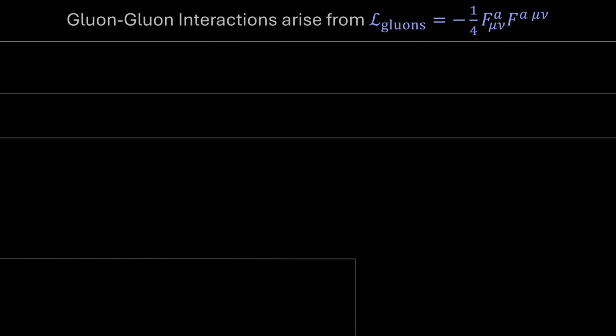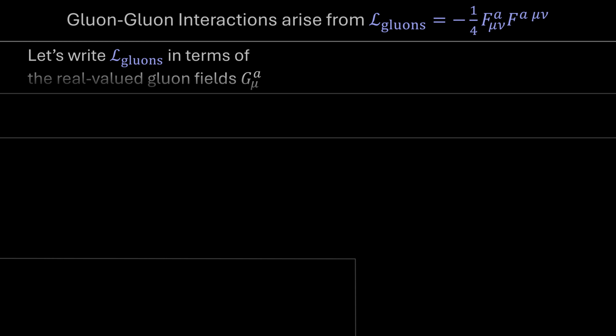All right, now let's look at how the gluon part of our Lagrangian implies gluon-gluon interactions. To do this, all we have to do is write the gluon part of our Lagrangian in terms of the real-valued gluon fields G mu A, where mu is the spacetime index, and A is the index that corresponds to the generators of SU3.